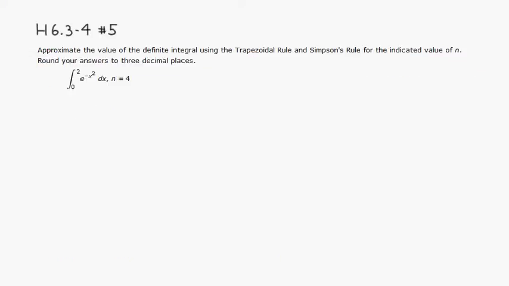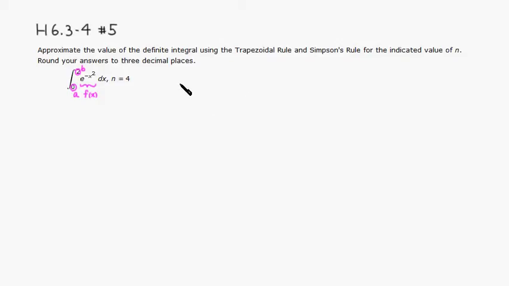Alright, so first we're going to identify what we need. Here, the lower limit is our a value, and the upper limit is our b value. And this is the function right here, so we call it f of x. Then n equals 4. So let's do that and see.